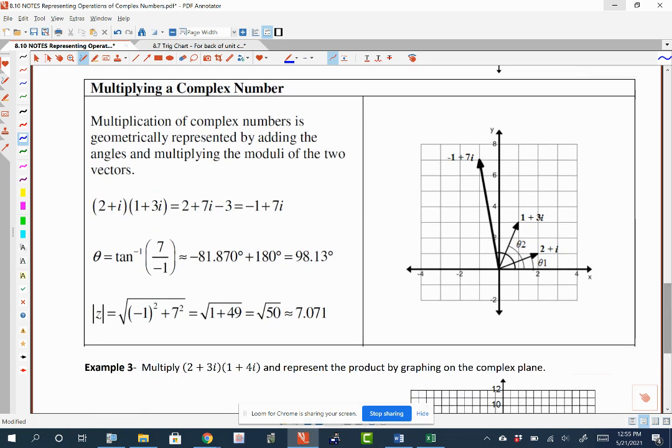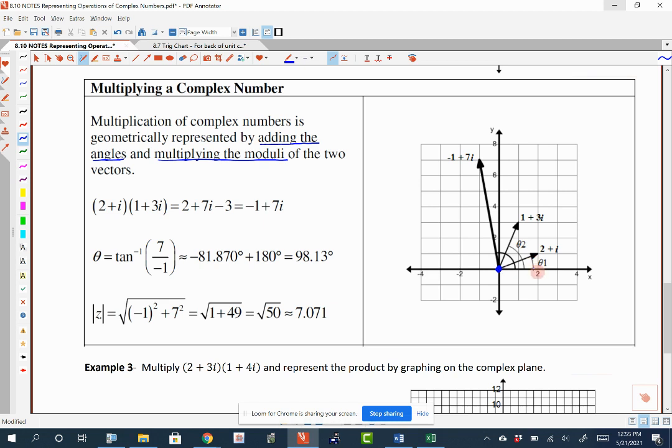If we're multiplying complex numbers, which we know how to multiply, on a graph, multiplication of complex numbers is geometrically represented by adding the angles and multiplying the moduli of the two vectors. So if we look at the picture of this graph here, we have a vector starting at the origin going to (2, 1), and a vector starting at the origin going to (1, 3). According to this definition, I should be able to take those two vectors and add their angles.